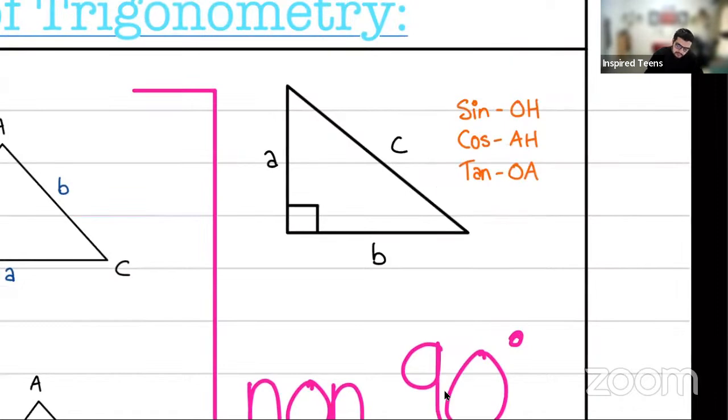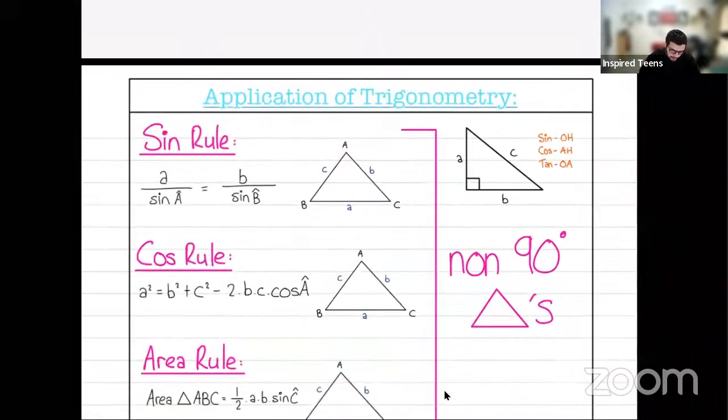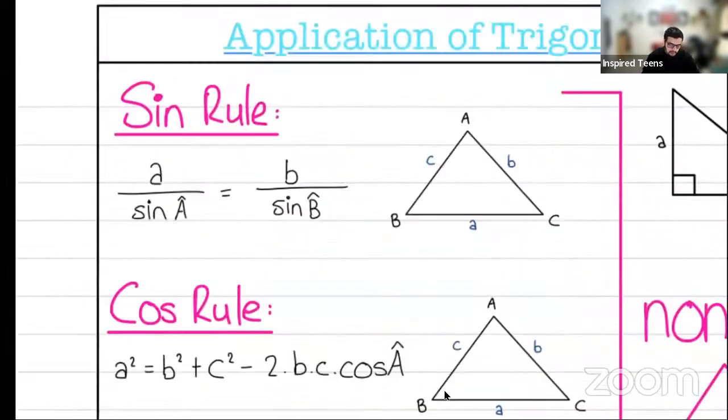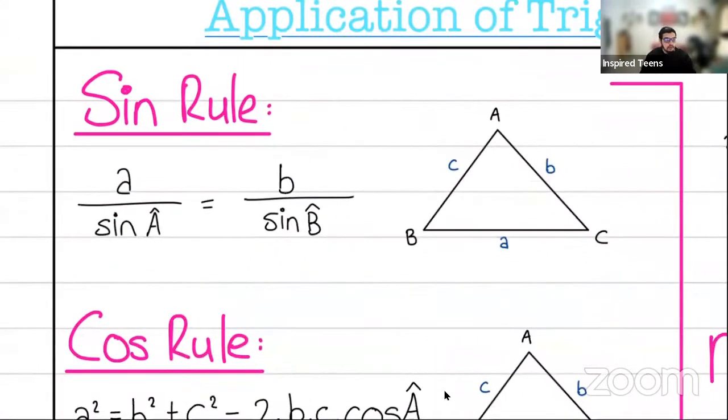You'll see we're always involving the hypotenuse. And in order to have a hypotenuse in a triangle, you have to have a 90 degree angle, because the hypotenuse is always opposite the 90 degree angle. So we can rely on SOH CAH TOA to work our way around a 90 degree triangle. But what happens when we don't have a 90 degree triangle? When we have non-90 degree triangles, that's where the sine and cos rule come in.